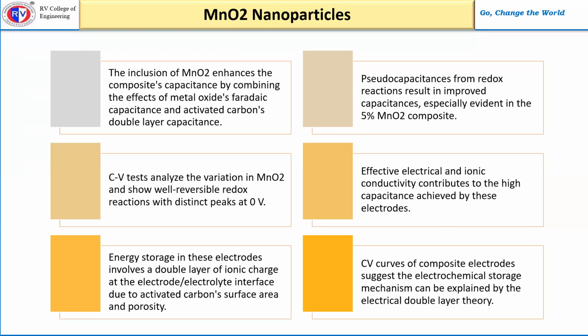Effective electrical and ionic conductivity contributes to the high capacitance achieved by these electrodes. And energy storage in these electrodes involves a double layer of ionic charge at the electrode and electrolyte interface due to activated carbon's surface area and porosity. Also, the CV curves of the composite electrodes suggest the electrochemical storage mechanism can be explained by the electrical double layer theory.